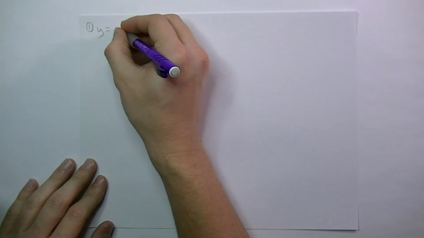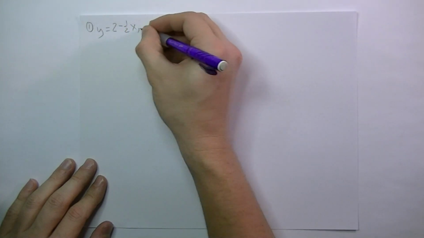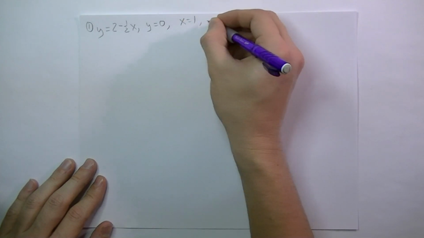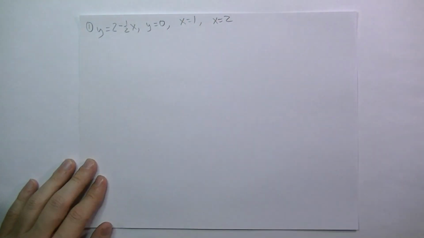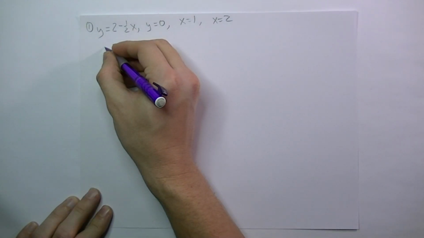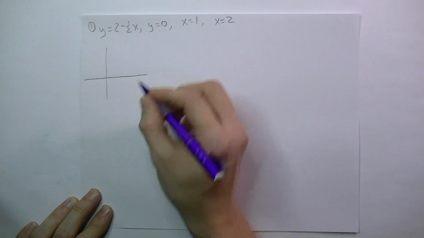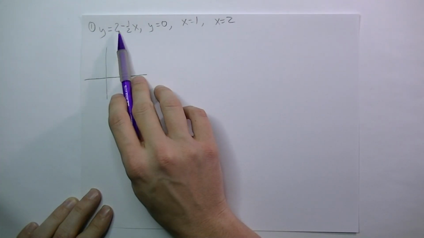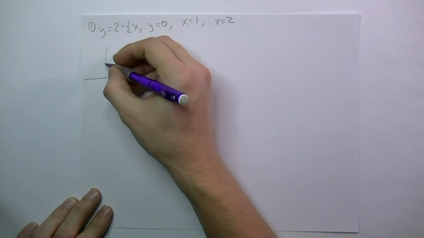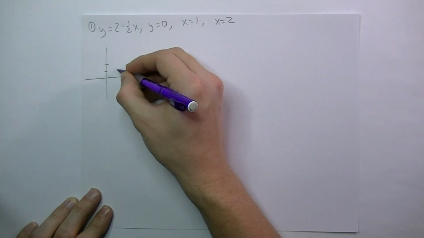I'm looking for the region bounded by the curves y equals 2 minus 1/2 x, y equals 0, x equals 1, and x equals 2. So the first thing I'm going to do here is draw the graph. Okay, y equals 2 minus 1/2 x. That's a linear equation. The y-intercept is 2. The slope is negative 1/2.